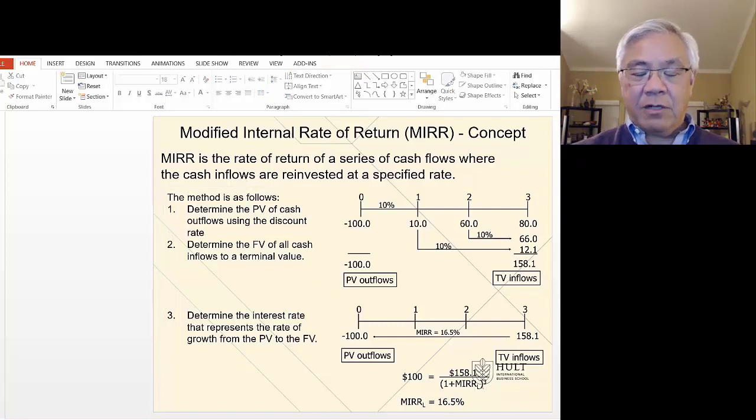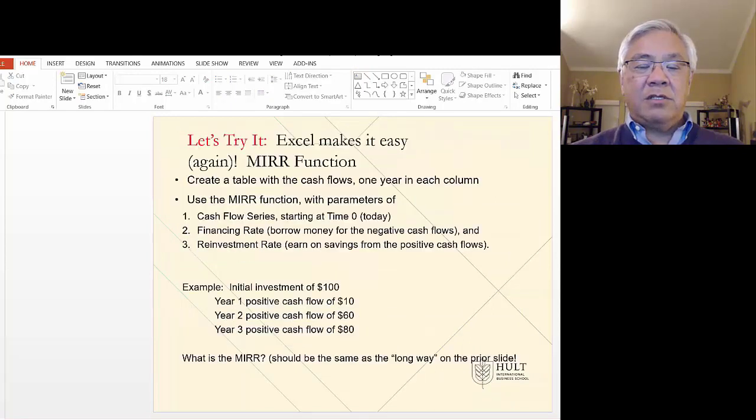Now that's a lot of legwork to do to get this relatively simple number. So we're going to do something a little different. We're going to use Excel. Excel has a function, MIRR, that does all this heavy lifting for us. And there's only 3 parameters in the Excel function.